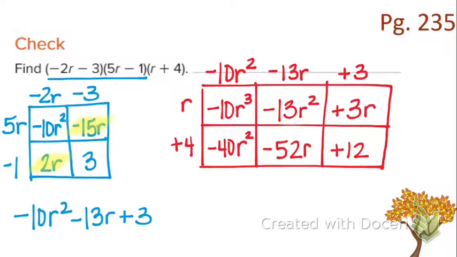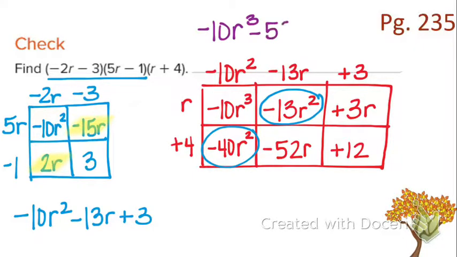Thank you. Okay. So now we start off with our highest power, which is negative 10r cubed. And then we're going to add these together. These are my like terms. They both have r squared. So when you add those together, you should get negative 53r squared.